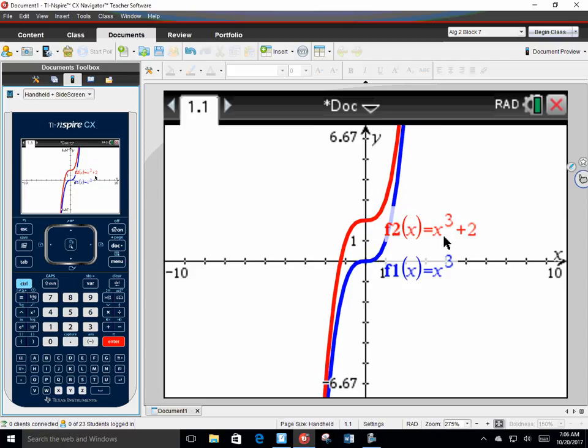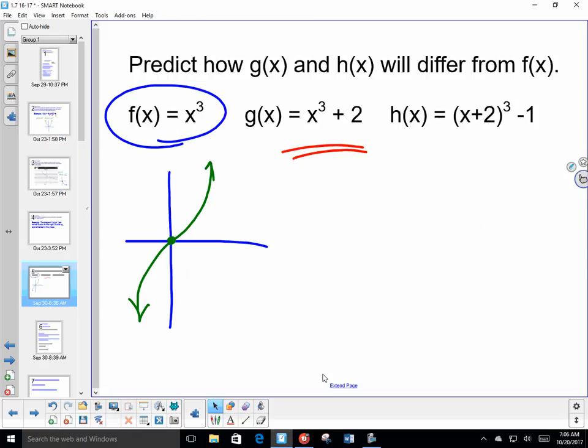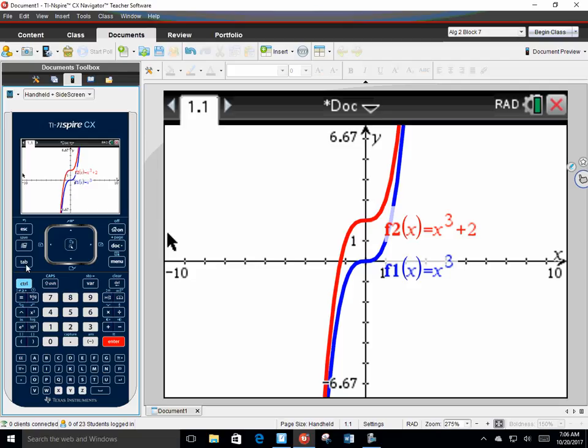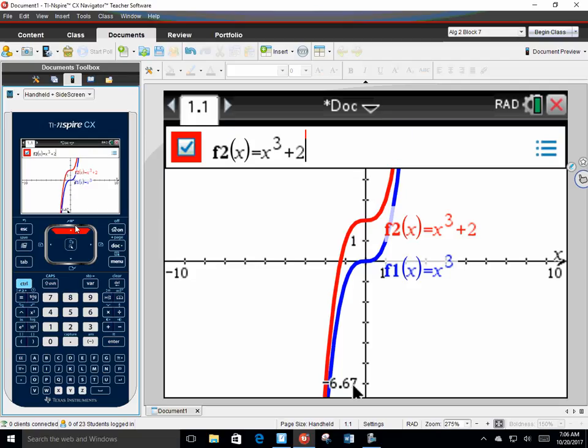So that plus 2 at the end of the function has shifted the graph up 2 units. All right, what if we have x plus 2 quantity cubed minus 1? Let's see what effect that would have on the graph. This time we want x plus 2. So I'm going to get rid of this last function that we had.